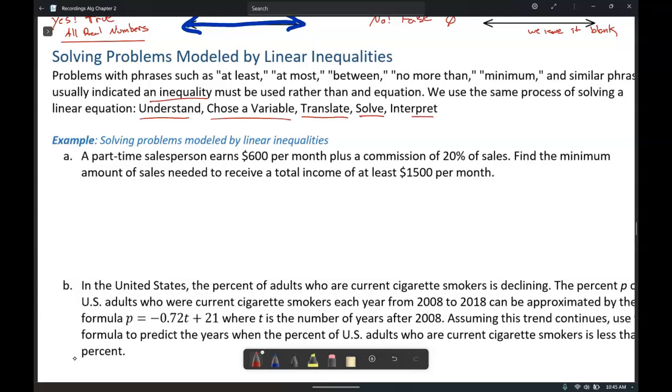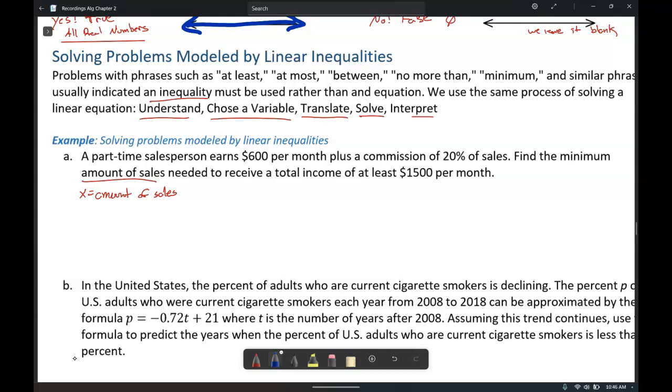A part-time salesperson earns $600 per month plus a commission of 20% of sales. Find the minimum amount needed to receive a total income of at least $1,500 per month. Okay, so we're trying to solve for the amount of sales needed, and specifically a minimum amount. Since we're solving for the amount of sales, that is our variable, that's our unknown. You don't have to use x, you could use S for sales or A for amount, but our unknown is representing the amount of sales.